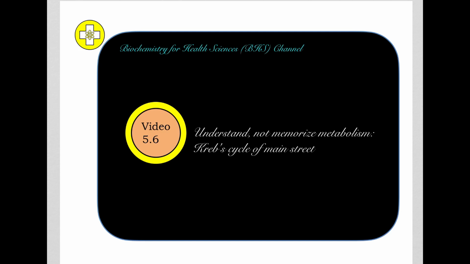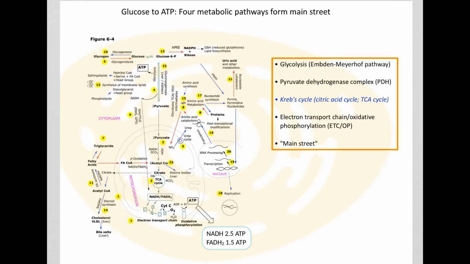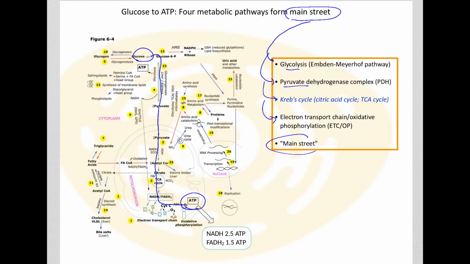We continue our series Understand Not Memorize Metabolism, and today we'll talk about the Krebs cycle of Main Street. In the previous videos, we explained why the generation of ATP from glucose, what we call Main Street, is probably the most important metabolic highway for the human body. This Main Street is made of 4 phases: glycolysis, PDH, the Krebs cycle, and the electron transport chain coupled to oxidative phosphorylation. That's our Main Street.